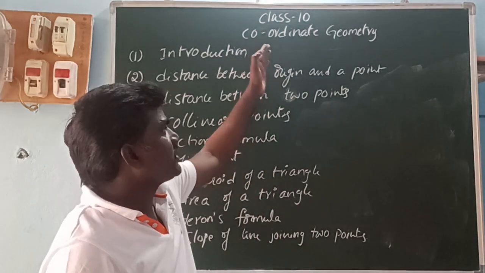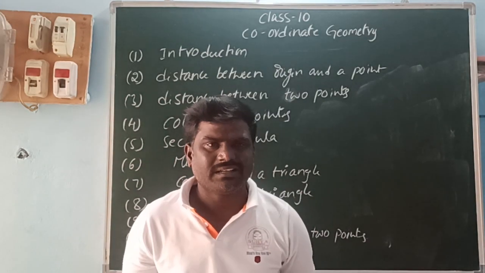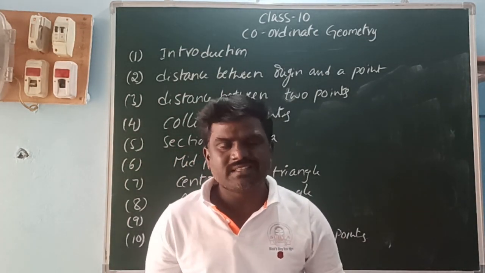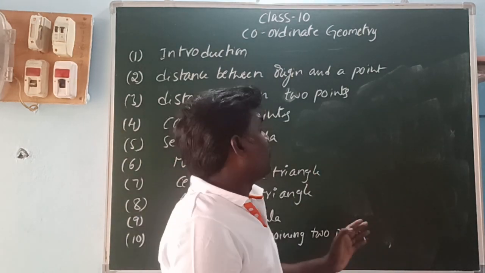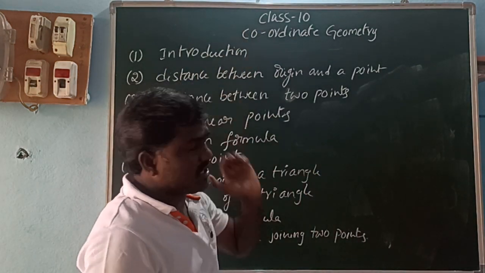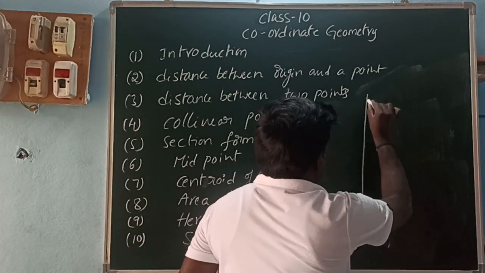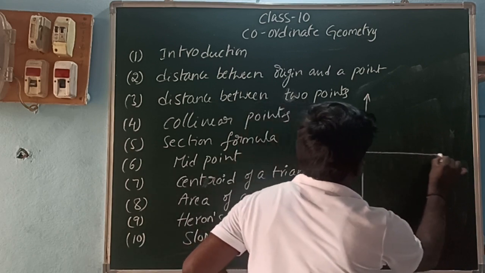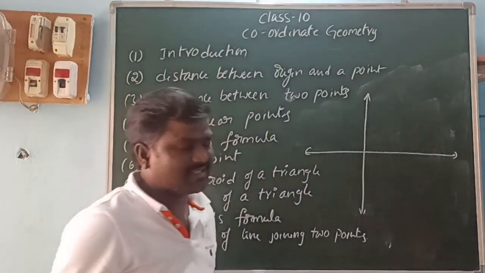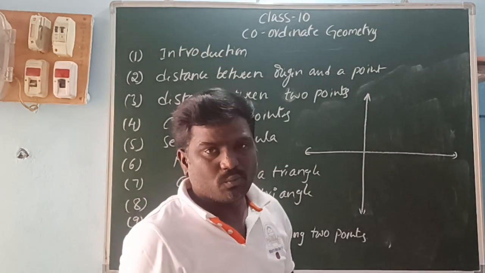So here the father of coordinate geometry is René Descartes. He is a French mathematician. This is the introduction about coordinate geometry. Already discussed a point on x-axis. The general form of a point on x-axis is x comma 0. A point on y-axis, its general form is 0 comma y.